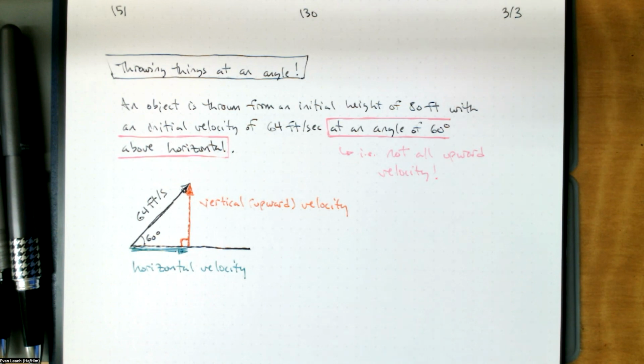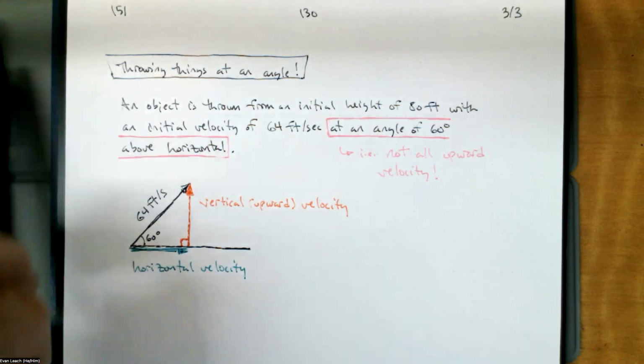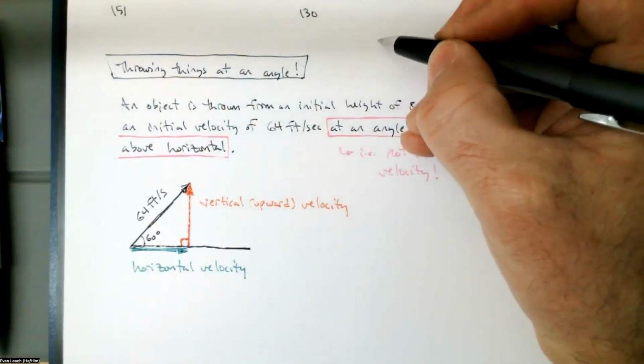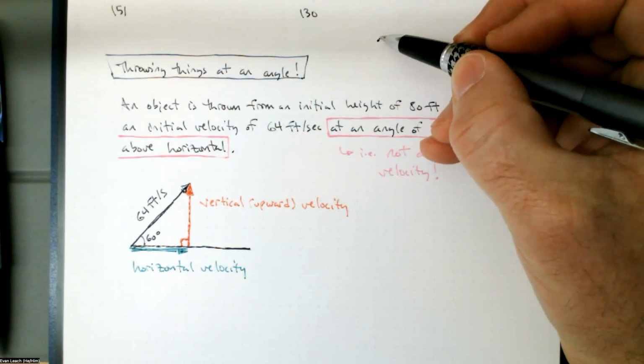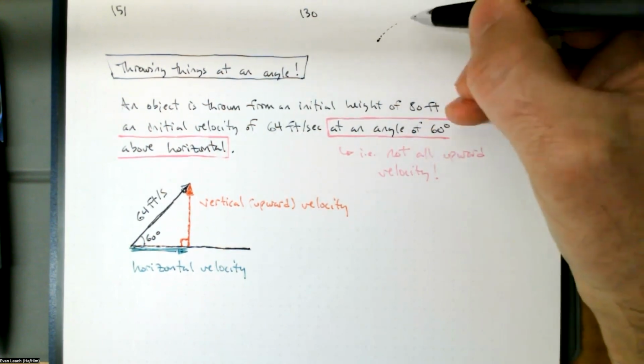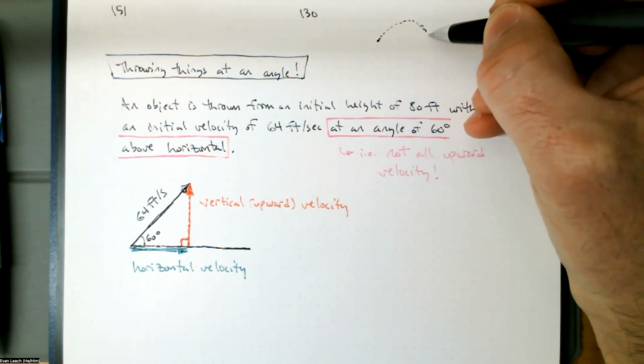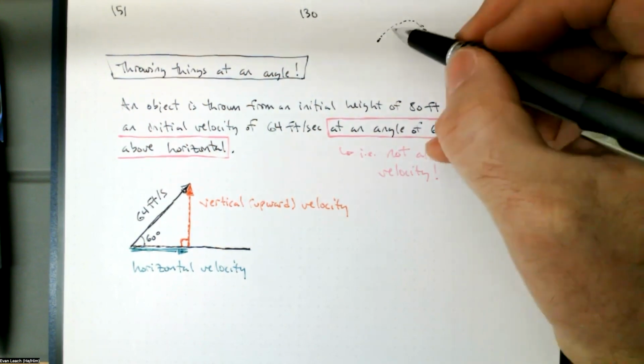We're starting from a height of 80 feet. So what's happening is we're up at a height of 80 feet, and we're going to throw something up at an angle, and it's going to come down onto the ground.